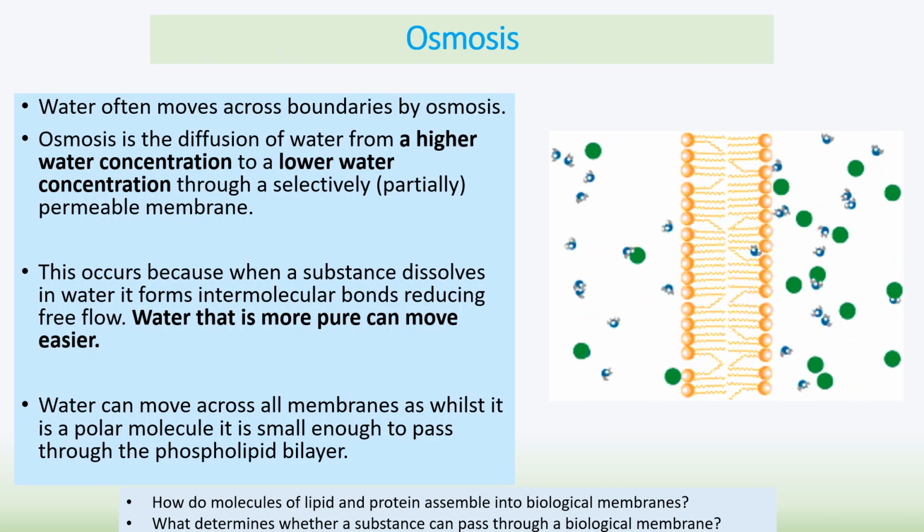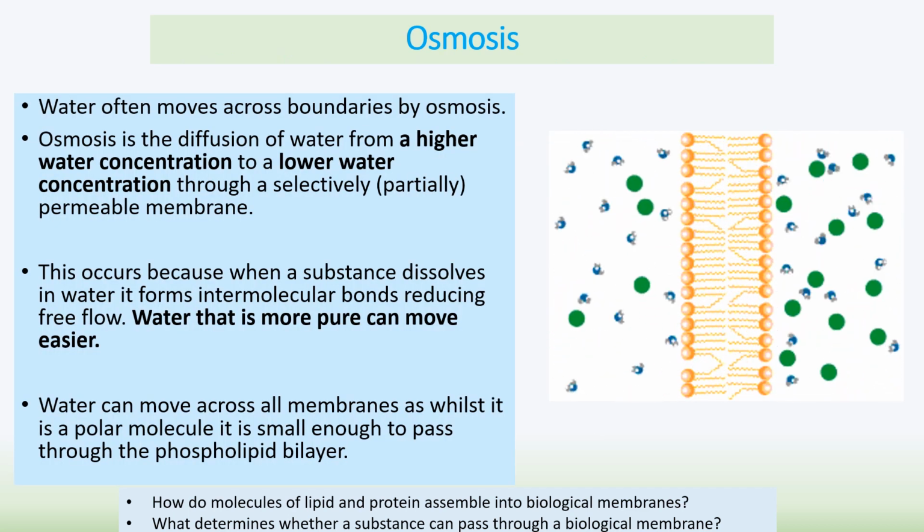So when we look at water, in particular, we are looking at osmosis. Water often moves across boundaries, across membranes, by osmosis. Osmosis is the diffusion of water from a higher water concentration, where there's lots of water, it's dilute, to a lower water concentration, where something is more concentrated, through a selectively or partially permeable membrane.